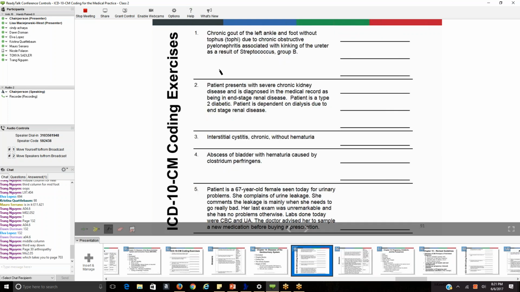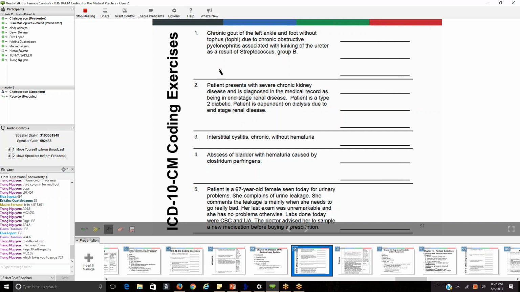So let's take a look at our first. We'll probably just do this first one for time, but we have chronic gout of the left ankle and foot without tophi due to chronic obstructive pyelonephritis associated with kinking of the ureter as a result of Streptococcus group B. So we have the gout, the chronic obstructive pyelonephritis, and the Streptococcus group B.